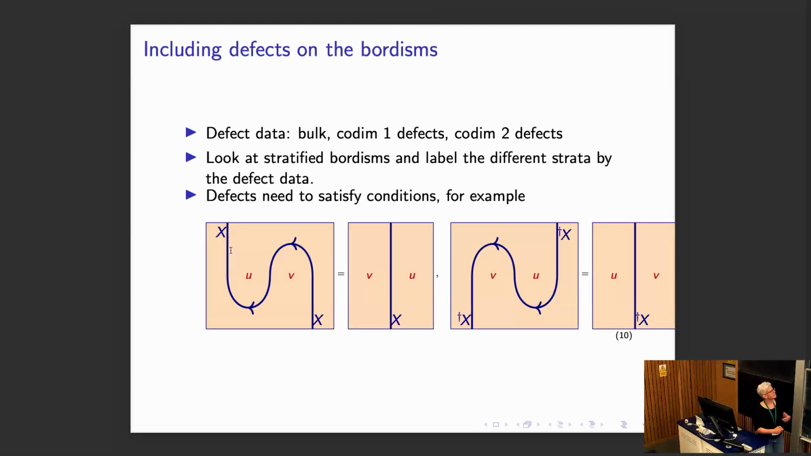Okay, let me talk a little bit about addressing the Bordisms with some defects. So in my first slide, I had some defect data. There were bulks and codimension 1 defects and codimension 2 defects, and we can put them on the Bordisms, and in this way look at stratified Bordisms and label the different strata by the defect data. And the defects inherit, or this is basically what I already talked about, they also satisfy such dualizability conditions in our target category.